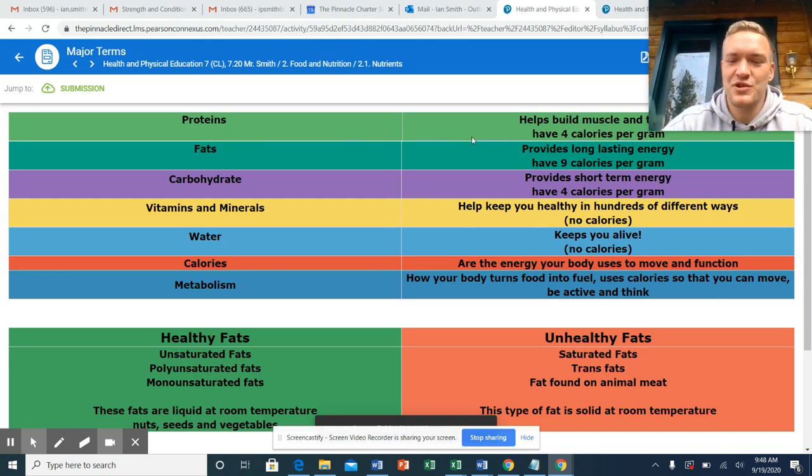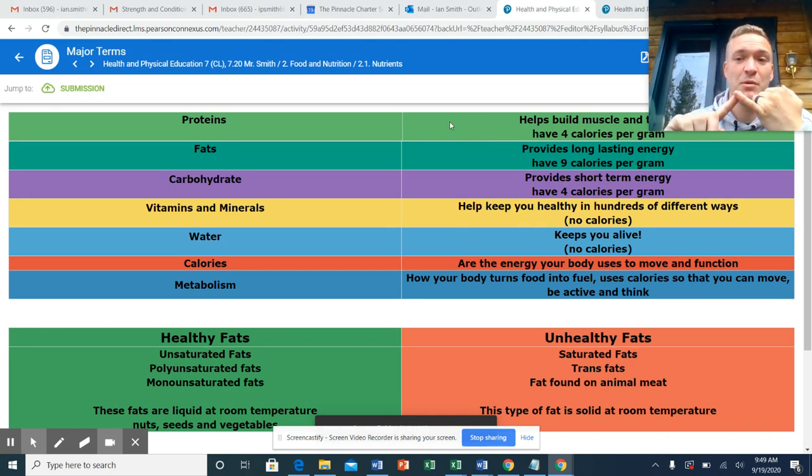Our protein, I'm sure you guys have heard, helps us build muscle. When you work out, when you do anything physically active, it helps you recover faster. It helps you recover stronger. When we work out, we're actually tearing up all our muscles, and so we need protein to rebuild our muscles. So that's super, super important that we get protein.